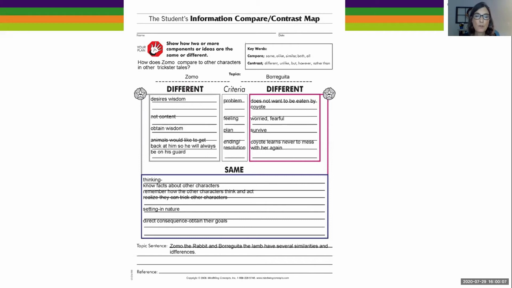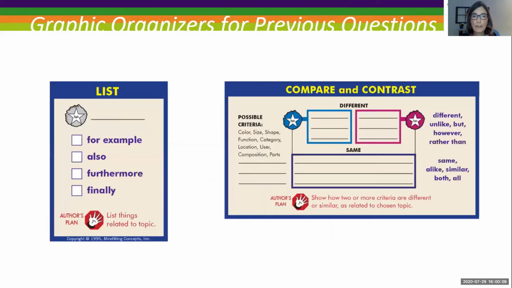What I loved about these two Trickster Tales is Zomo thinks he's so darn smart, but he's going to have to be running the rest of his life because somebody's after him. And in Borguida the Coyote, she tricks the coyote, and she never has to worry about ever being harassed by the coyote again. So it's two totally different ways of writing a Trickster Tale, and the kids just love it.